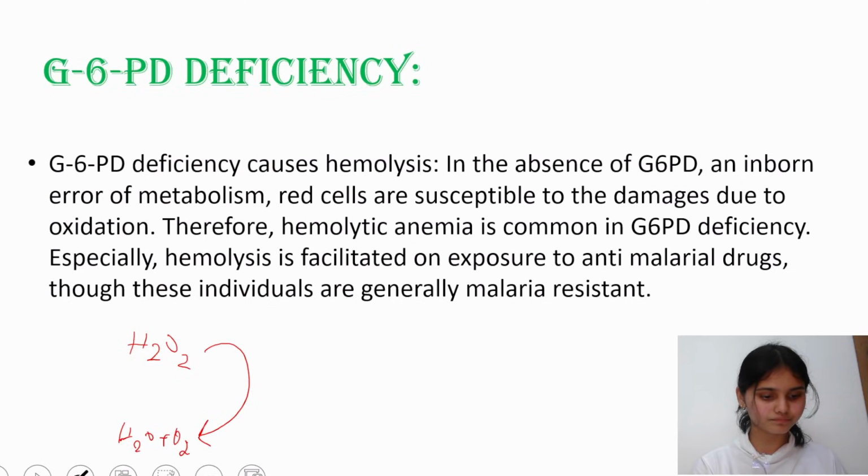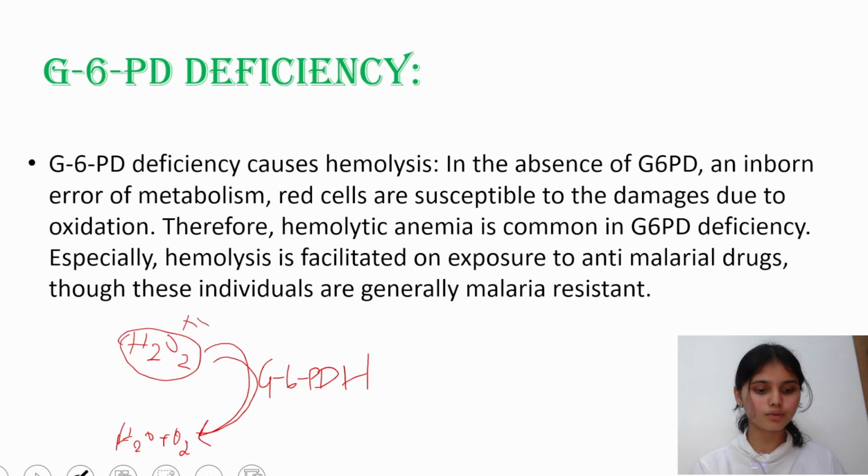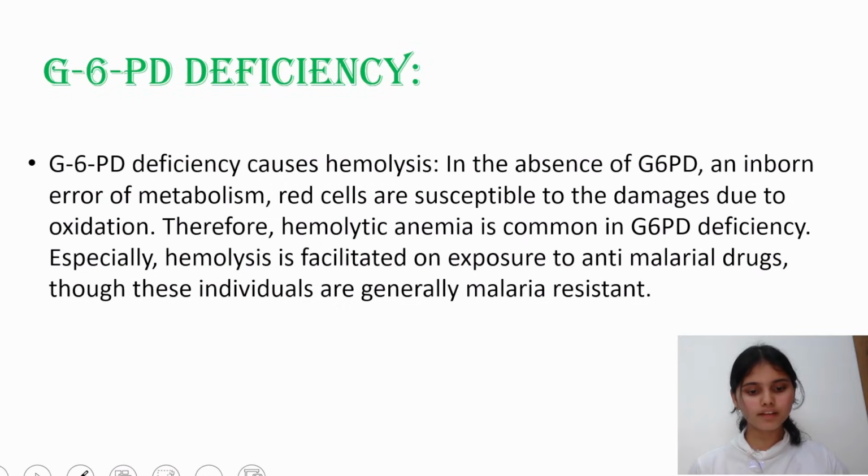All right, presence of this G6PD, glucose 6-phosphate dehydrogenase. Because of this, it gets converted into this, and since this does not exist anymore, there is no damage to the RBC membrane, therefore preventing the oxidation of the RBC membrane. Therefore, in hemolytic anemia, that is anemia due to hemolytic disorders, there is a common deficiency of this enzyme G6PD. Therefore, especially hemolysis is facilitated.